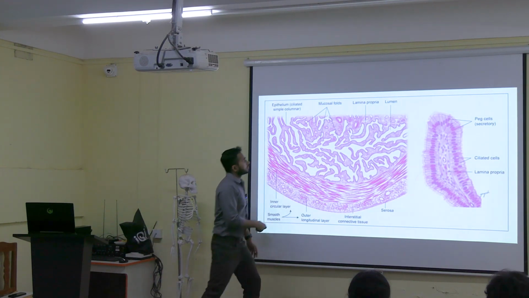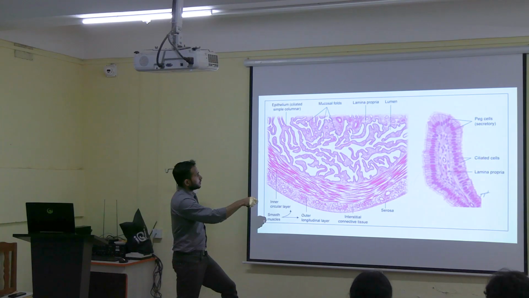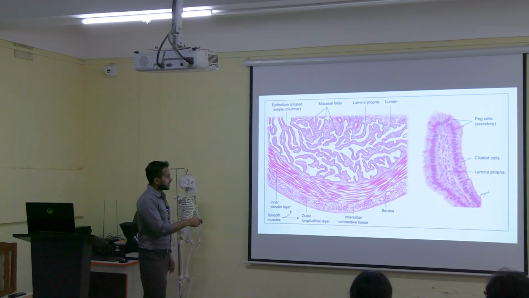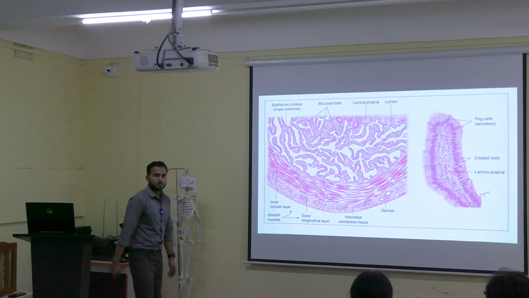Next, this is the lamina propria. This is the lumen, this empty space. Next, this is the muscle layer. In the muscle layer, you can see inner circular and outer longitudinal, followed by the serosa.